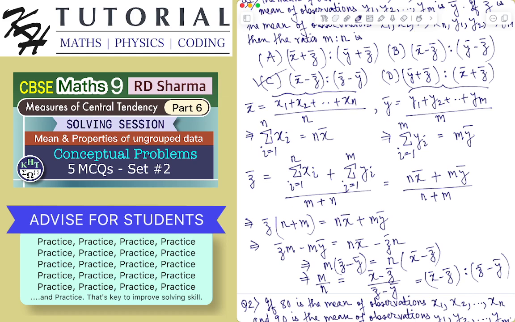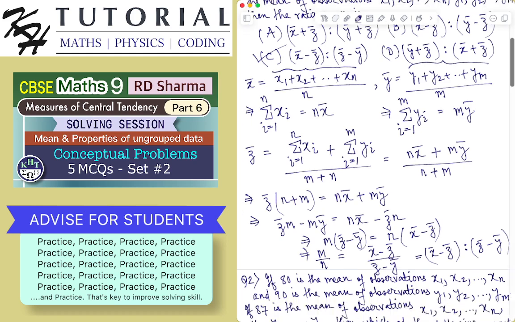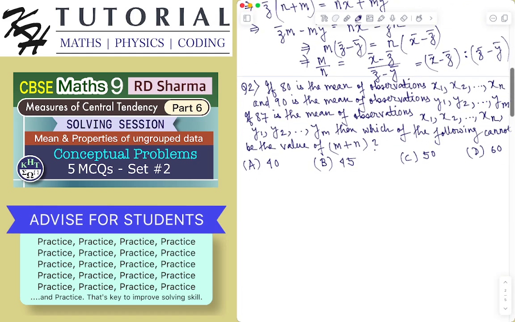Let's see the next problem. If 80 is the mean of observations x1, x2 up to xn, and 90 is the mean of observations y1, y2, up to y small m, and 87 is the combined mean of the two sets of observations, then which of the following cannot be the value of m plus n?